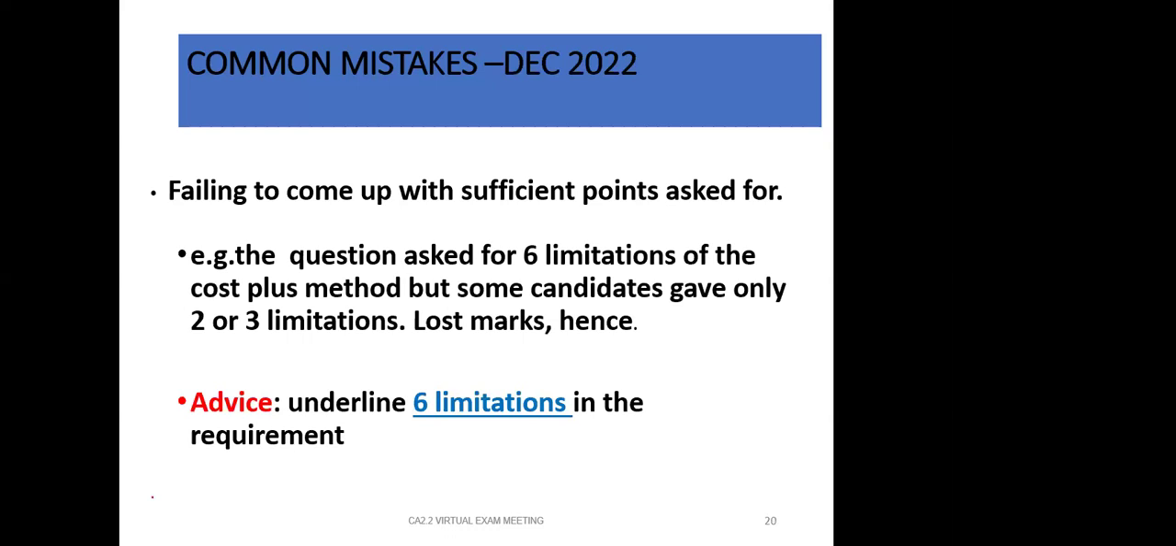Next, failing to come up with sufficient points asked for. For example, the question asked for 6 limitations, that's in December 2022, of cost plus pricing method, but some candidates gave only 2 or 3 limitations, so lost marks here. Advice: underline the 6 limitations in the requirement.